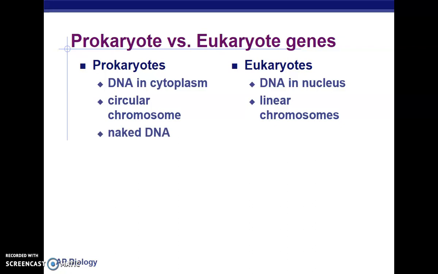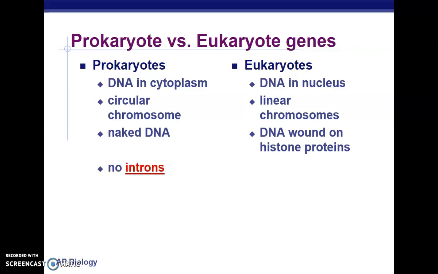Prokaryotes have naked DNA. Now, what does that mean? Eukaryotic DNA is wrapped around something called histone proteins, which we're going to look at a little more after Christmas break. And the histone proteins actually help control which genes get turned on and off, which we're going to see again after Christmas break. But prokaryotes do not have their DNA wrapped around anything. It's simply just the DNA in a circle. It's not wrapped around histone proteins.